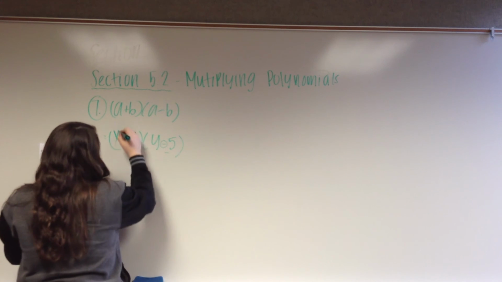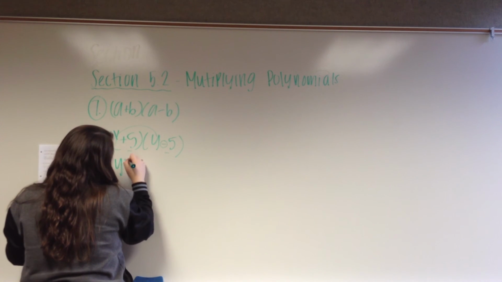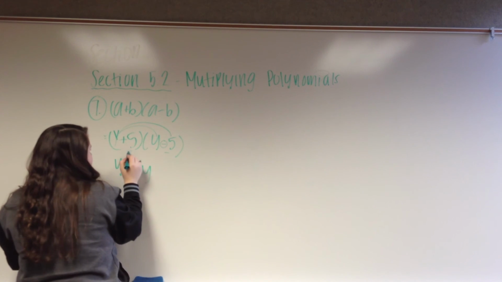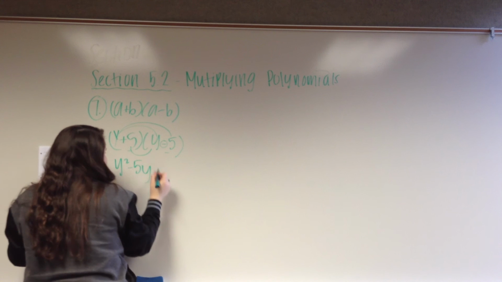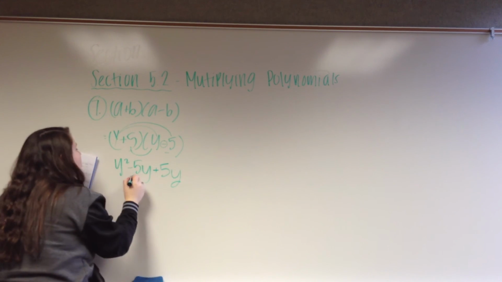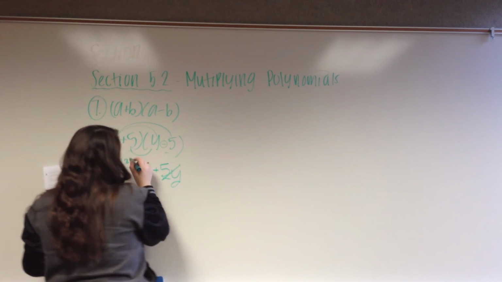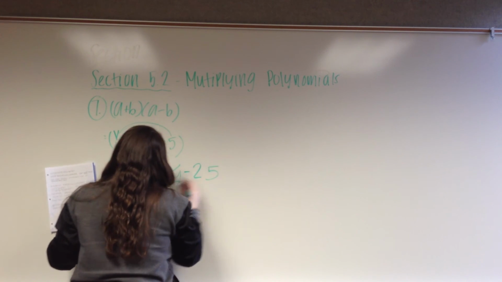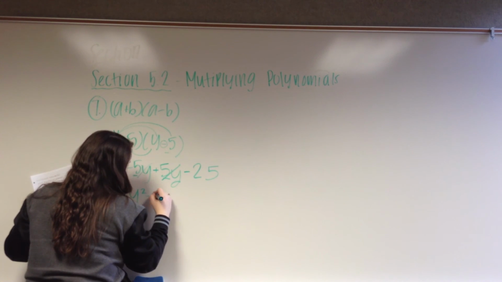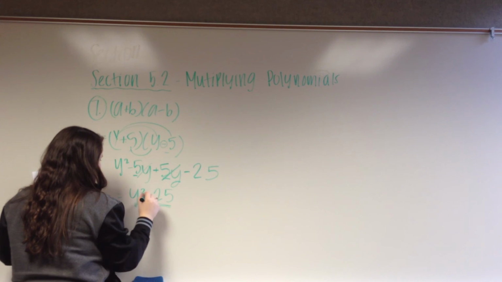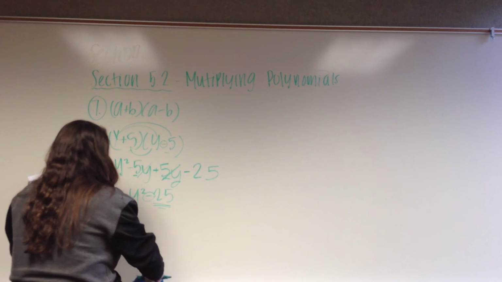So y times y is y squared, y times negative 5 is negative 5y, and then this one, positive 5 times y, will give you positive 5y. So these are going to cancel. And then this, positive 5 times negative 5 is going to give you negative 25. So you're left with this, which is a difference, right here, of squares. Because this is squared and this is a square, which can be squared by 5.